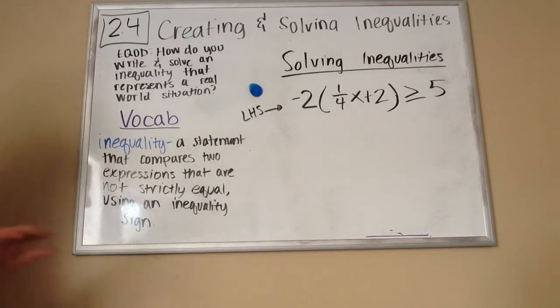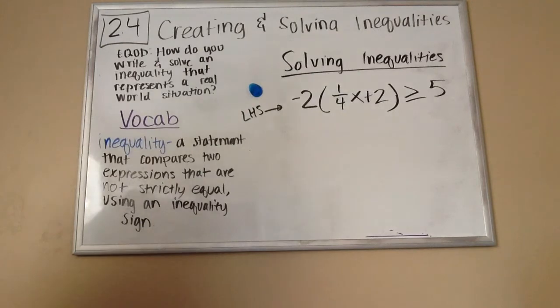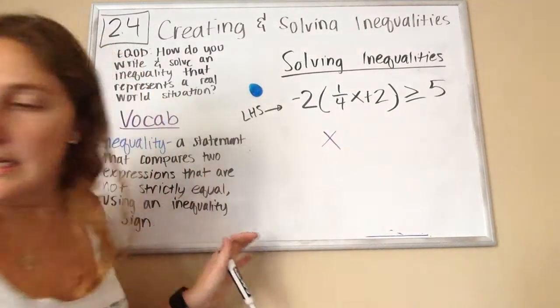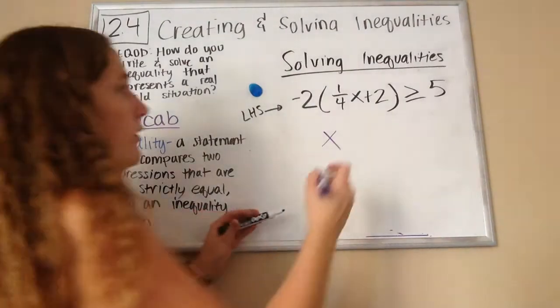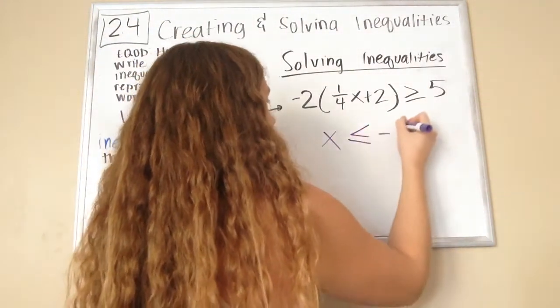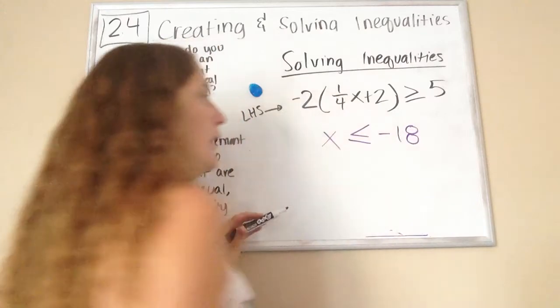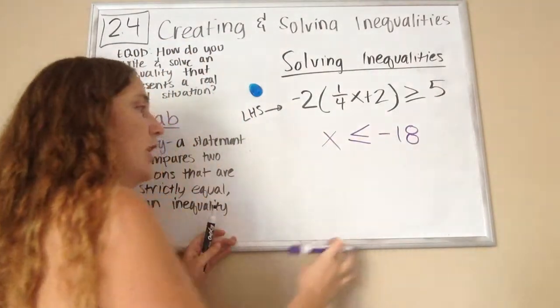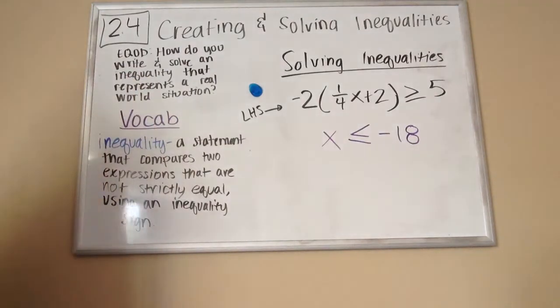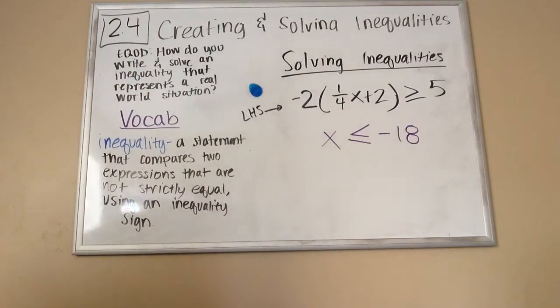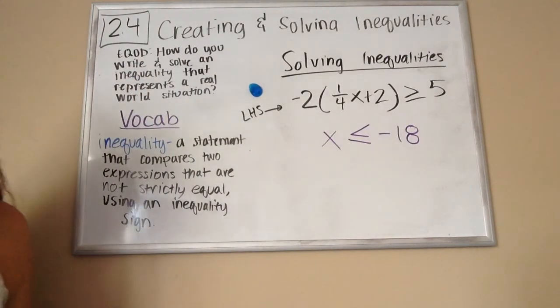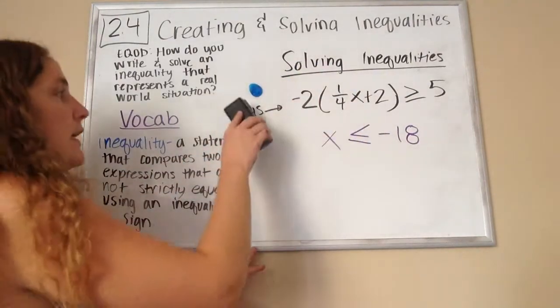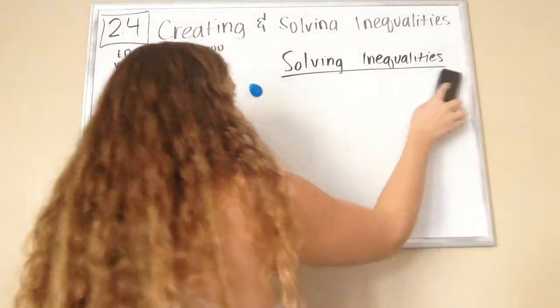Okay, if you're back with me, I'm assuming that you've already worked this out, already completed it. So the answer you should have gotten is x is less than or equal to negative 18. Okay, if you did not get that, go ahead and pause the video and try again. Alrighty, very last one we're going to do. Here we go, I'm erasing this. Very last one we're going to do for this lesson.